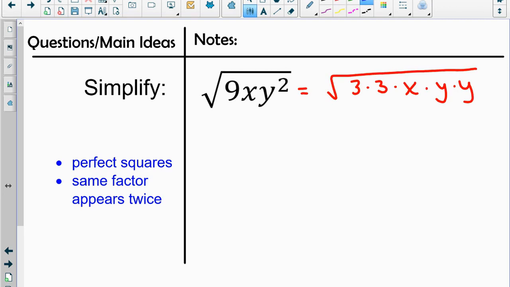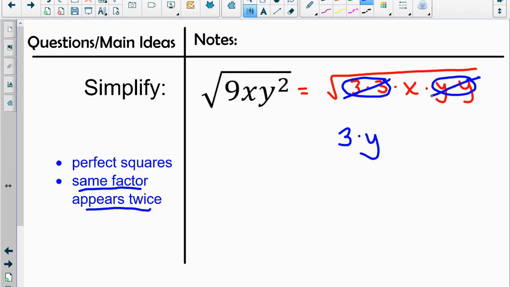When I do this, I see that the same factor appears twice a couple of times. I have 3 times 3, so that's the same factor of 3 appearing twice. And then I also have that again with the y's. Now I only have one x, so the x does not appear twice. So that does not represent a perfect square. Well, I know that 3 times 3 is 9, and the square root of 9 is 3. The y times y would represent y squared, but the square root of y times y is y. So I was able to simplify two things, and I'm still left with the x inside the radicand.